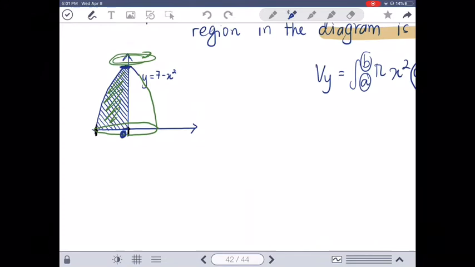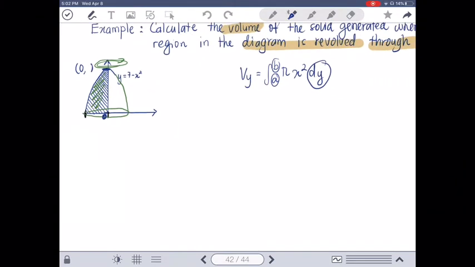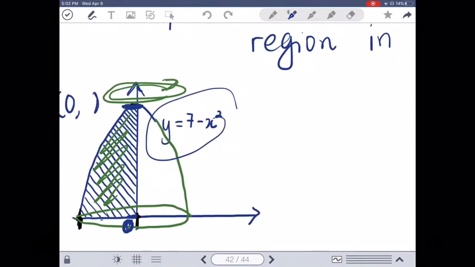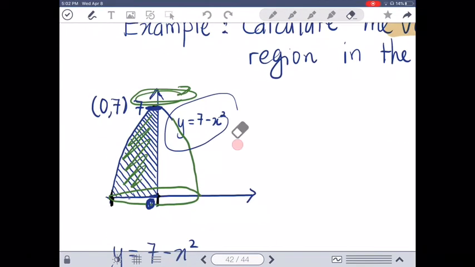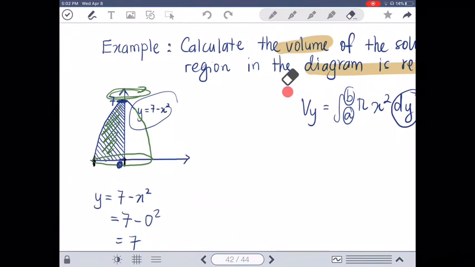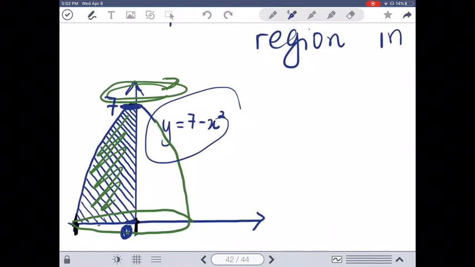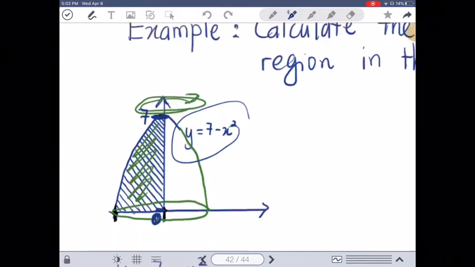How do we find the top? At this top here, we know that the coordinate of x is 0. We need to find the coordinate of y. So we substitute into this equation, y equals 7 minus x squared. Since x equals 0, we have 7 minus 0 squared, which is just equal to 7. So the top here is 7, which means that the coordinate here is 0, 7. But the most important, we know that from here to here is 0 to 7.